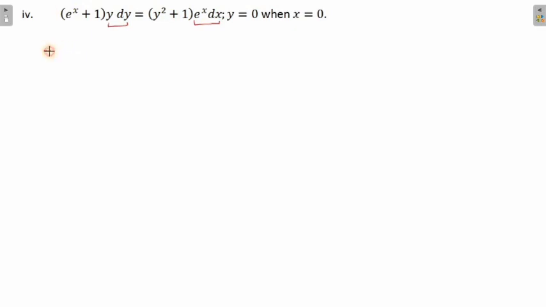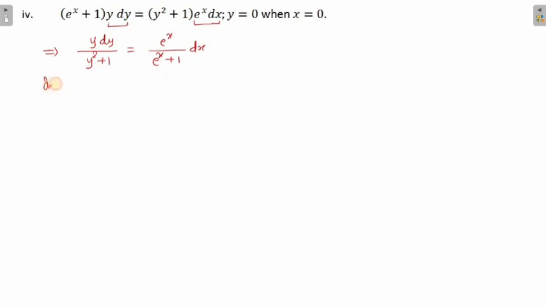So in that case you get y dy by y square plus 1 is equal to e to the power x by e to the power x plus 1 dx. Now integrate both sides. Before integrating, can I write this as e to the power x plus 1 minus 1 over e to the power x plus 1? No, don't do that for now. Let's leave it like this only.